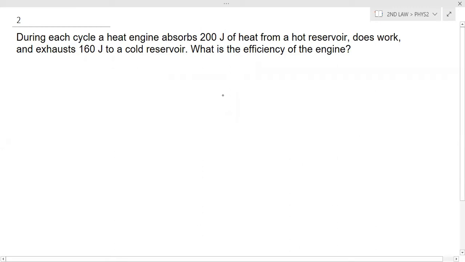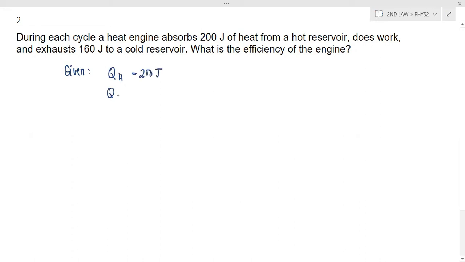Now for the second example, during each cycle, a heat engine absorbs 2,000 joules of heat from a hot reservoir, does work, and exhausts 160 joules to a cold reservoir. What is the efficiency of the engine? Given the heat absorbed by the engine, our QH, that is 200 joules, QC, that is 160 joules. Now we are going to look for the efficiency of the engine.